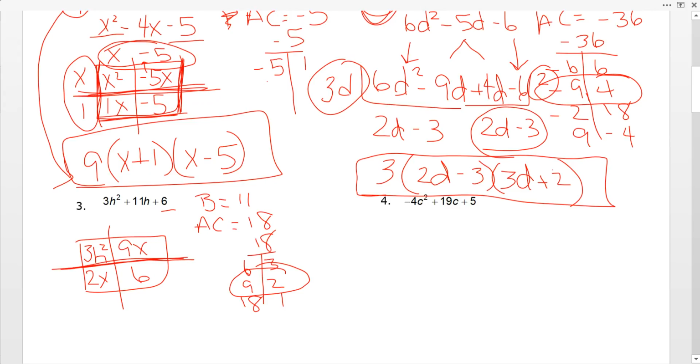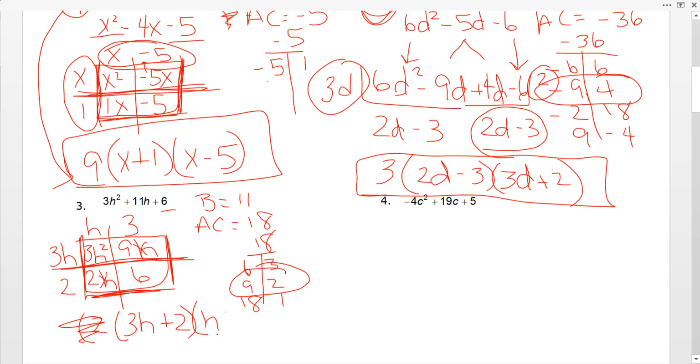Greatest common factor on the top row is, I should put h's instead of x's, 3h. Greatest common factor on the bottom row is 2. Greatest common factor in the left column is h. And the greatest common factor in the right column is 3. So I end up with 3h plus 2 times h plus 3.